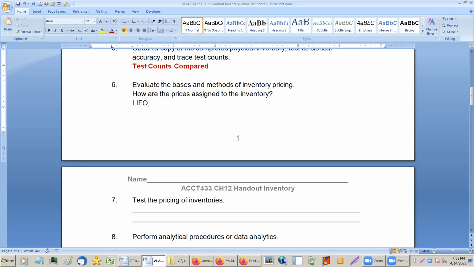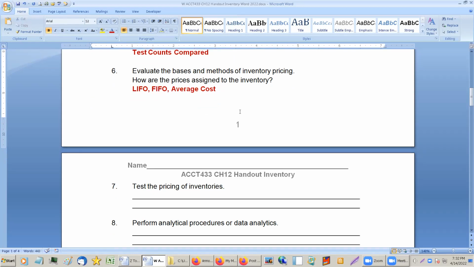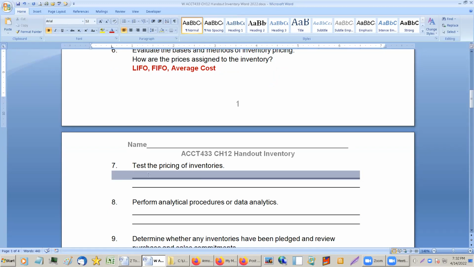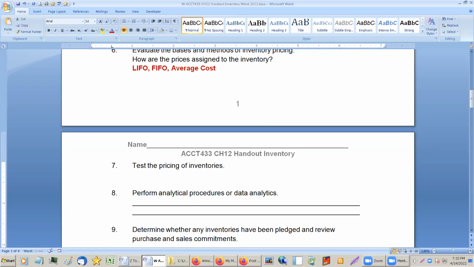Be it LIFO, last in, first out, FIFO, first in, first out, or average cost. There's actually dozens of ways to do inventory, but those are the main ones, and sometimes they'll have cost pools and stuff like that for the LIFO, FIFO. But you've got to get familiar with how they're actually pricing it. And then test the pricing of inventories. And this is actually very important.